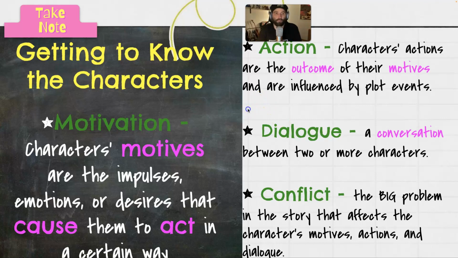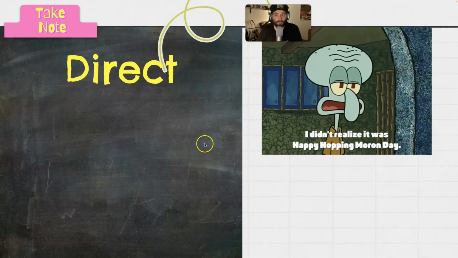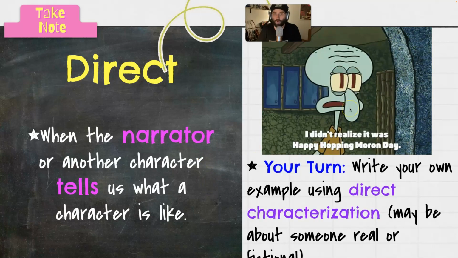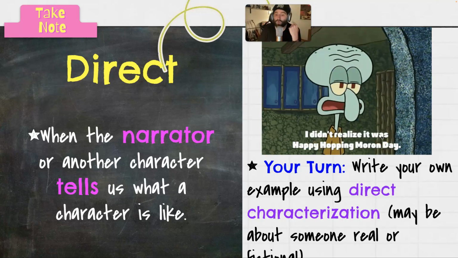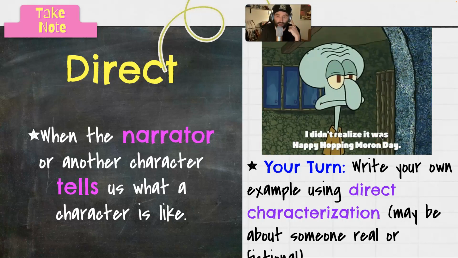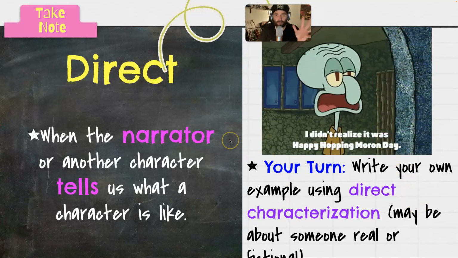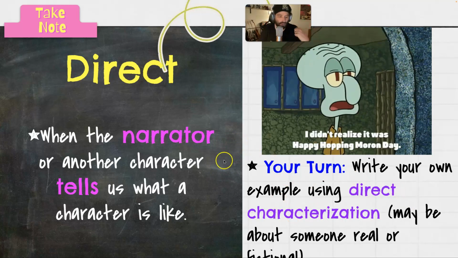All right, now moving from this, as we said, there are two main types. The first of the two is direct, right? And again, the narrator or another character tells us exactly what a character is like, right? Here you have Squidward telling you happy moron day, right? So I want you to write, he's obviously either calling SpongeBob or Patrick a moron. So here, write your own example using direct characterization, right? Anytime that you've run into your own version, real or fictional, directly characterize someone, call them something. My mom is amazing. My mom is super intelligent. Okay.